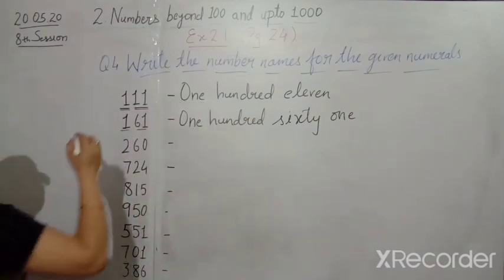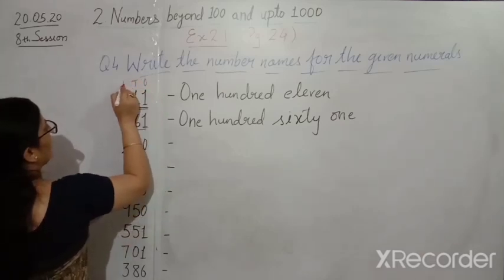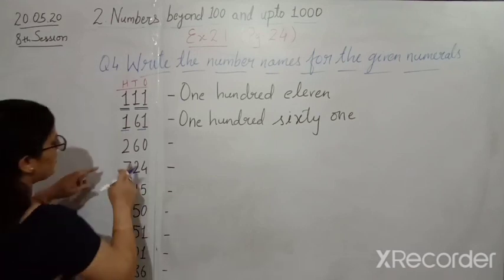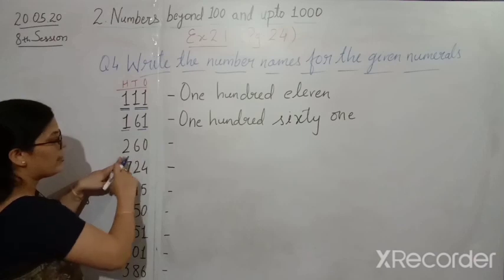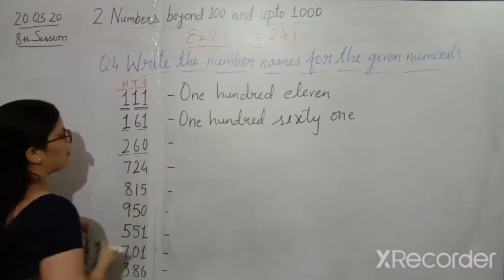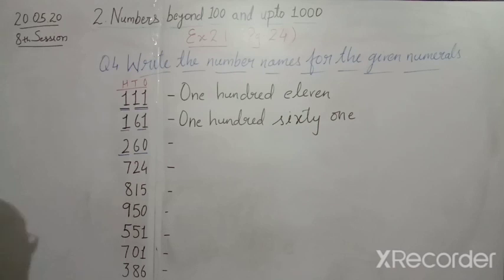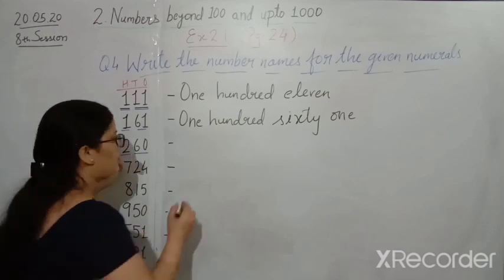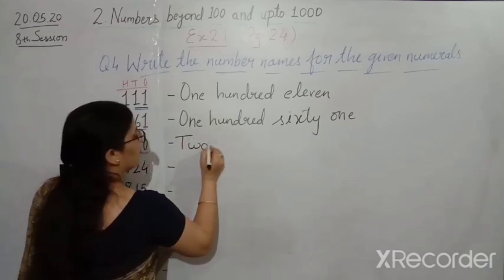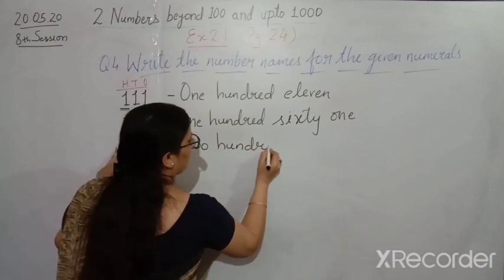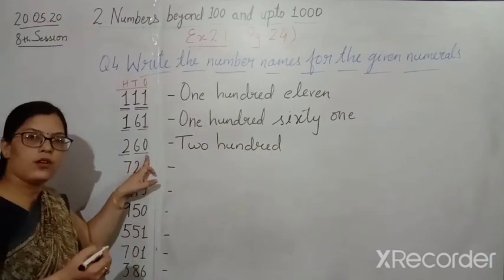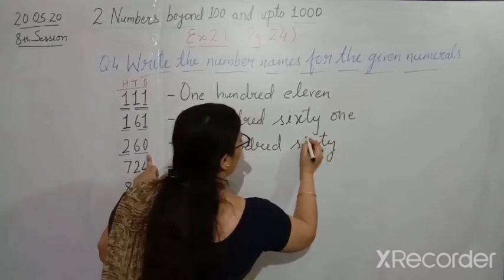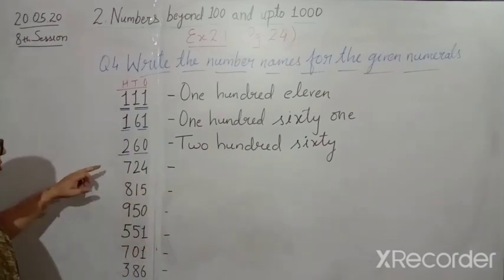Now these are the places. Again divide the number. The next number is 260. Divide the number into 2 parts and then write the number name. 2 is at the hundreds place, so we'll write 200, and 60. So 260.